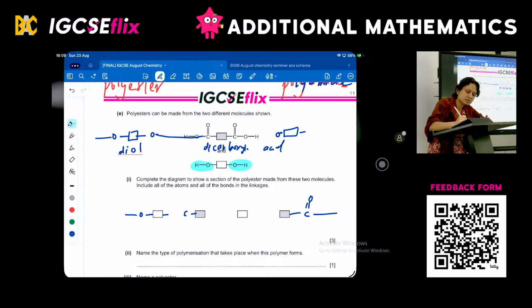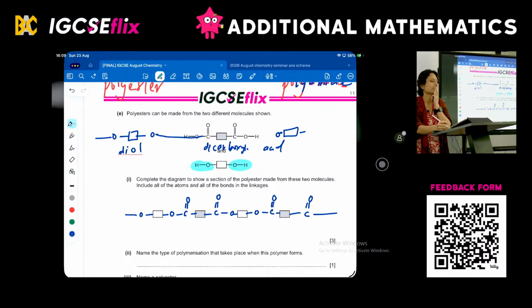Here, CO join to my O here. CO join to your O here. Can you see that? All right. COO is found in ester. So it's called an ester link. So this part, if they ever ask you, this part is the ester link. Sometimes they ask you to circle.